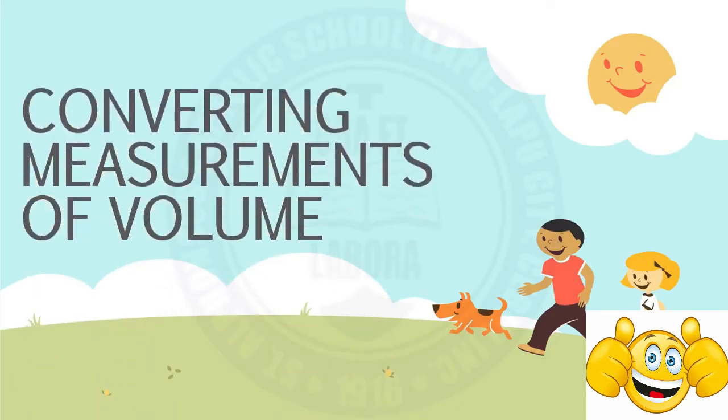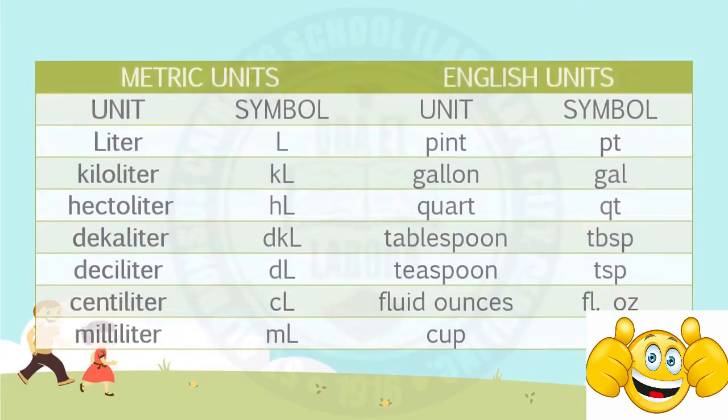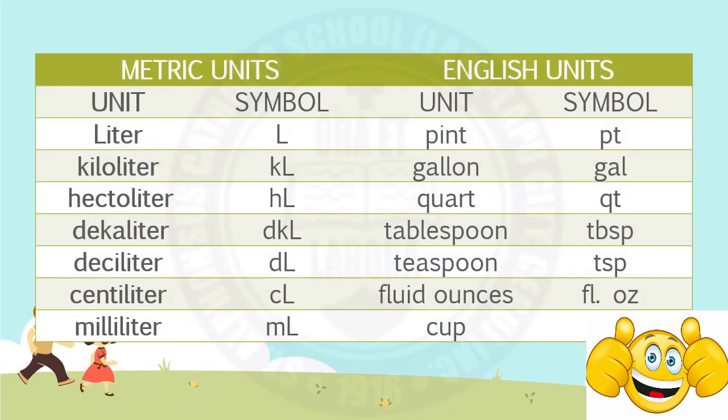Converting measurements of volume: metric units, English units. Units for the volume in metric are liter with the symbol L, kiloliter with the symbol KL, hectoliter with the symbol HL, decaliter with the symbol DKL, deciliter with the symbol DL, centiliter with the symbol CL, milliliter with the symbol ML.